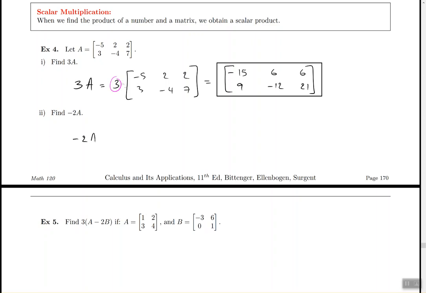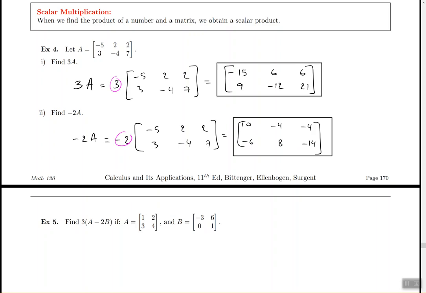So here we go again, -2A. In this case, I have -2, and the matrix A again is -5, 2, 2, 3, -4, and 7. Let's multiply the scalar by the matrix. This time the scalar is -2, and we're going to end up with 10, -4, -4, -6, 8, and -14. And that's the final answer there.